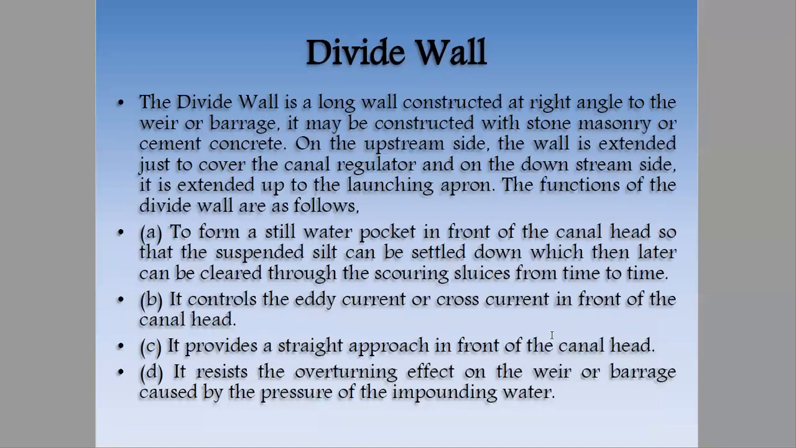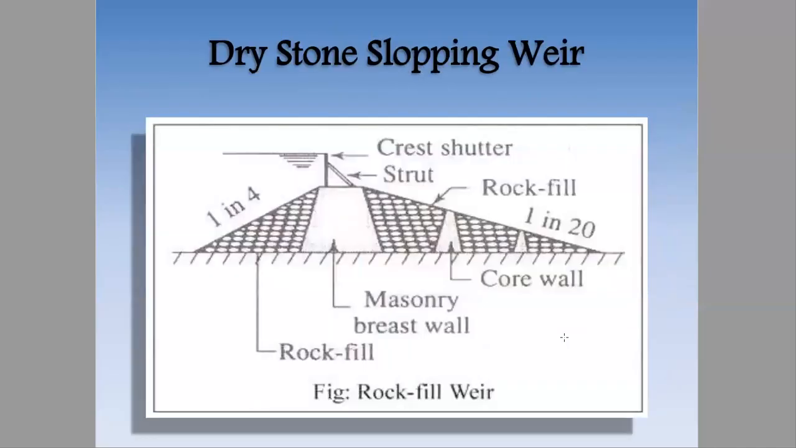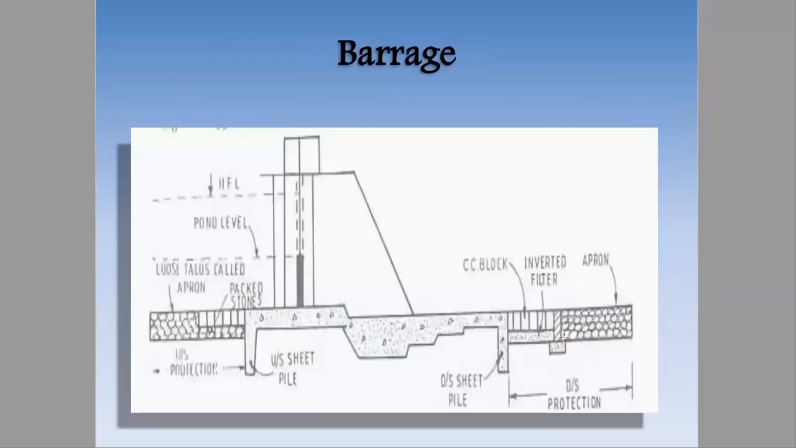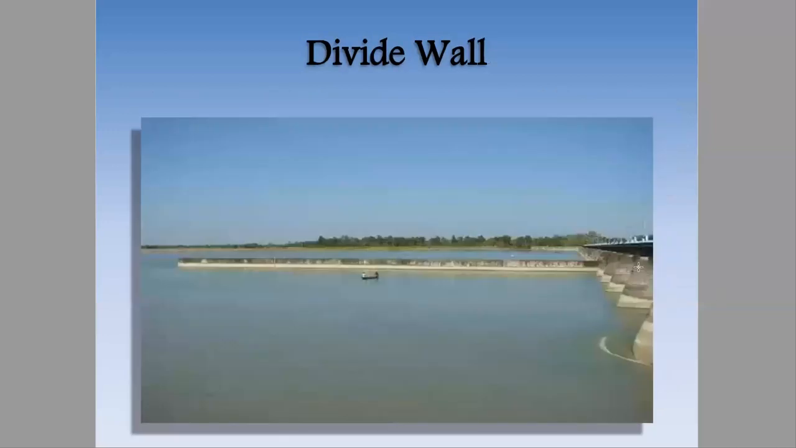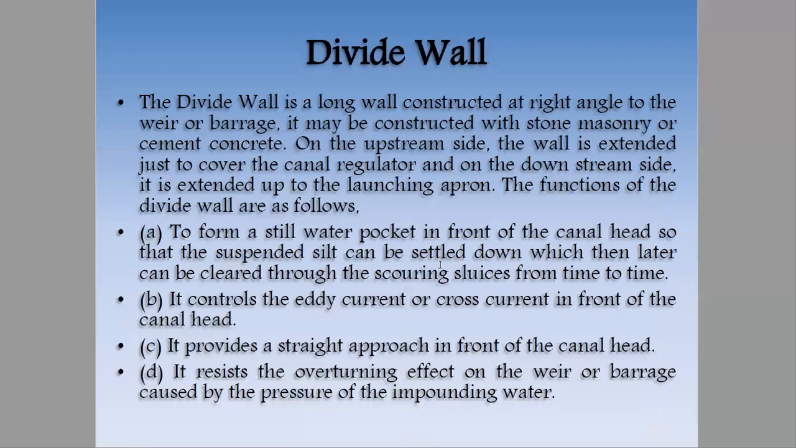Now divide wall, we have to see what is a divide wall and why it is required in a diversion headwork. So a divide wall is a long wall constructed at right angle to the weir or barrage. We'll see in the coming slides. This is the divide wall, this is our barrage, and we'll see why it is constructed.